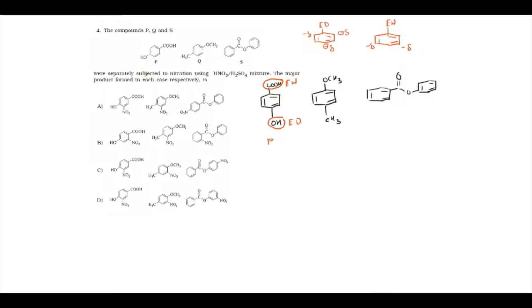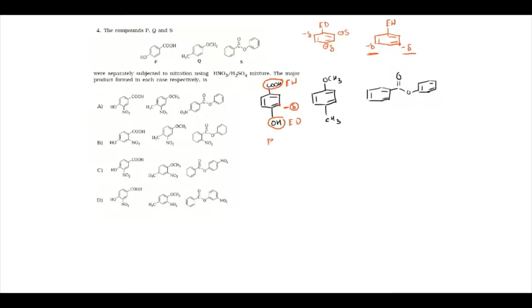Okay, now we know that when there is an electron donor, it will increase the negative charge density at its ortho or para positions. As para is blocked in this case, we will only look for the ortho position. So here we have a negative charge density, and it also has an electron withdrawer, and we know that electron withdrawal will increase the negative charge in the meta position. So this one is also a meta position.